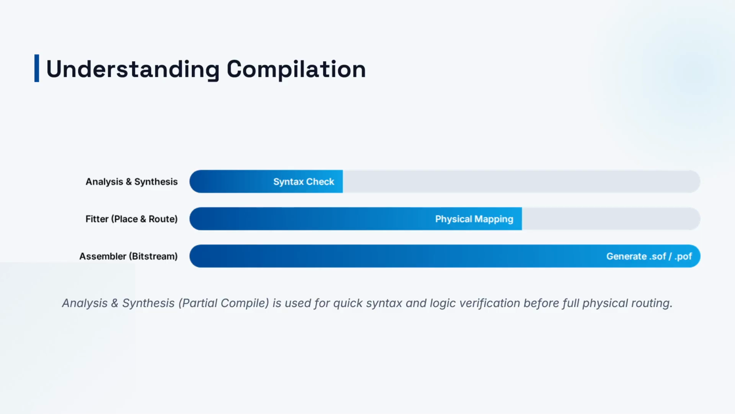The two primary compiled output file formats are .sof, which is the SRAM object file, and that's for programming the SRAM, which is volatile, which is non-permanent, and the .pof, which is the programmer object file, and that's for programming the flash configuration device, which is permanent.